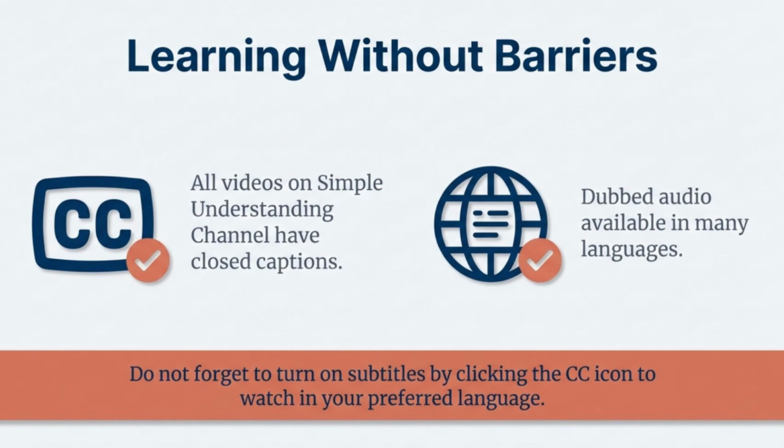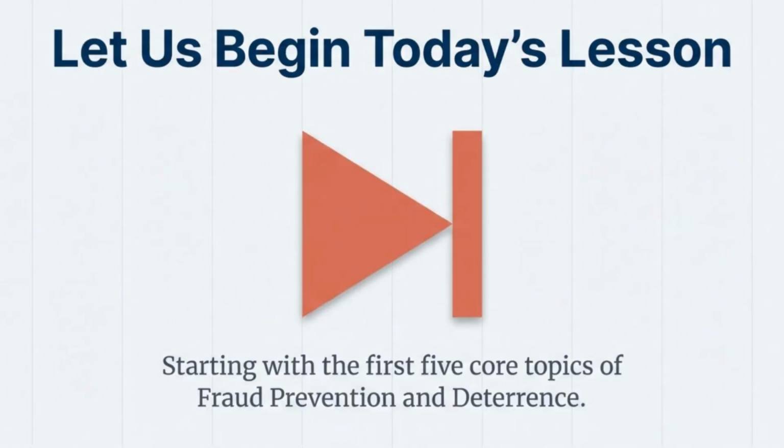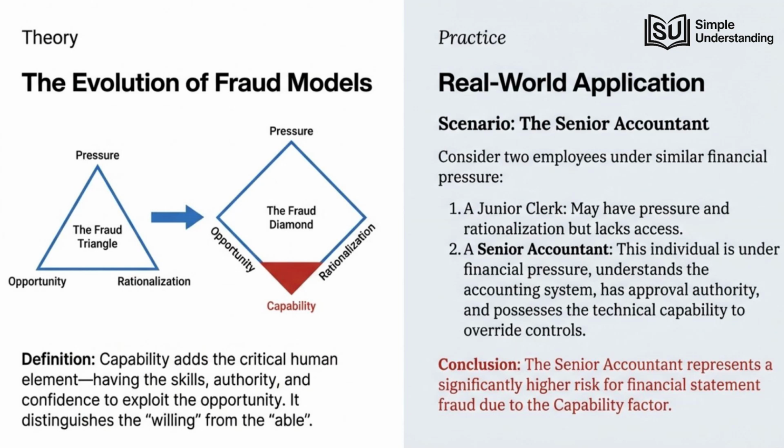Now let us begin today's lesson and start with the first 5 core topics of fraud prevention and deterrence. 1. Fraud triangle versus fraud diamond.